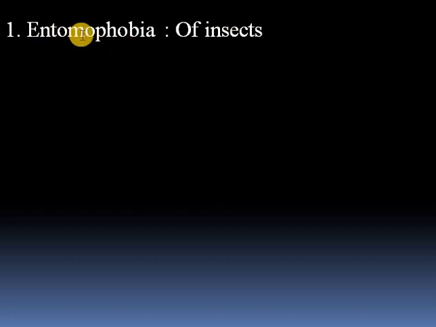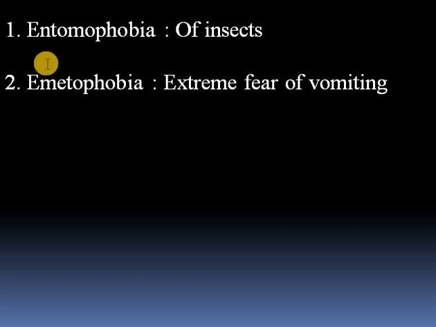Next one is entomophobia. We may know this word entomology. Entomology is the study of insects. So, this part, entomo, is related to insects. So, entomophobia is an irrational fear of insects. Next one is emetophobia. Emetophobia is extreme fear of vomiting.